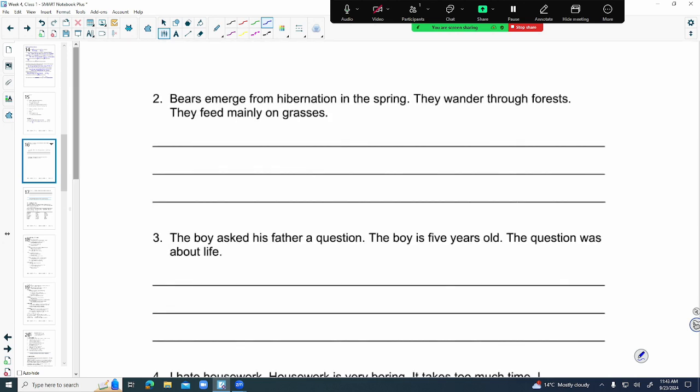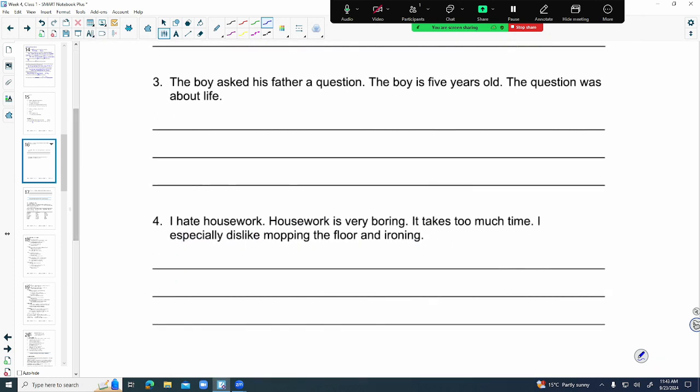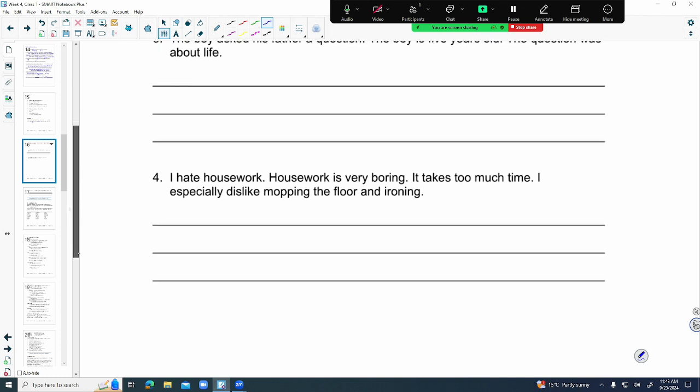Okay, then number 2, bears emerge from hibernation in the spring. They wander through forests. They feed mainly on grasses. How can you, and it's all about bears. So do you really need to say bears, they? Can you take out one of those pronouns? Number 3, the boy asked his father a question. The boy is 5 years old. The question was about life. So how can you combine that? The 5-year-old boy asked his father a question about life. Okay, some words you don't need to repeat.